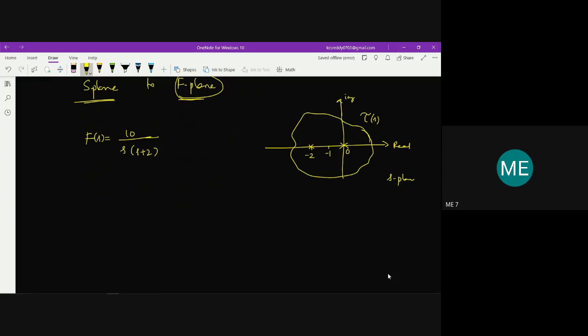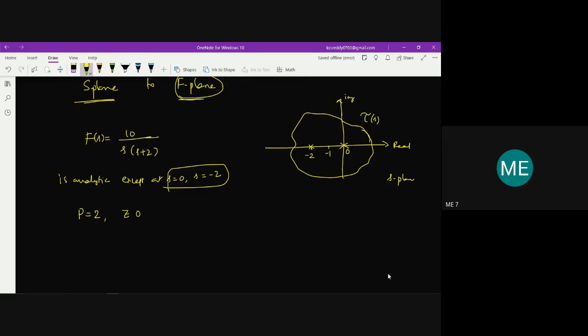Now the function f of s is analytic except at s equal to 0 and s equal to -2, because the path is not passing through these two points. So this tau of s path is not passing through these poles, and we can say f of s is analytic at all the other points. Here P, the number of poles, is 2, and Z is equal to 0, so there are no zeros.